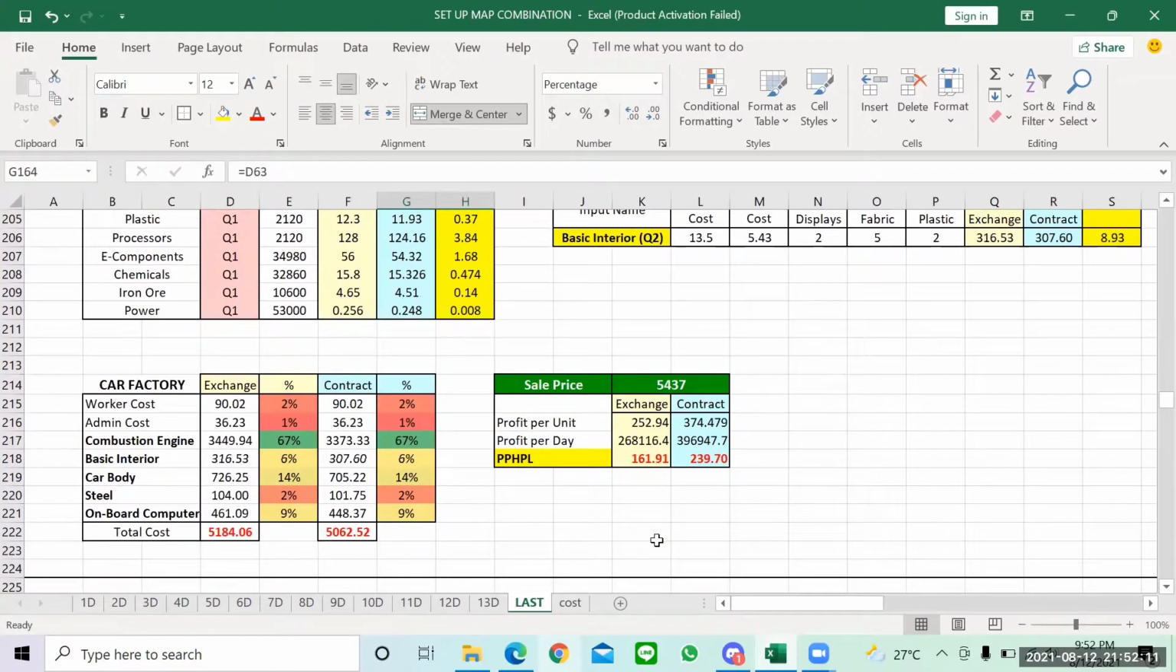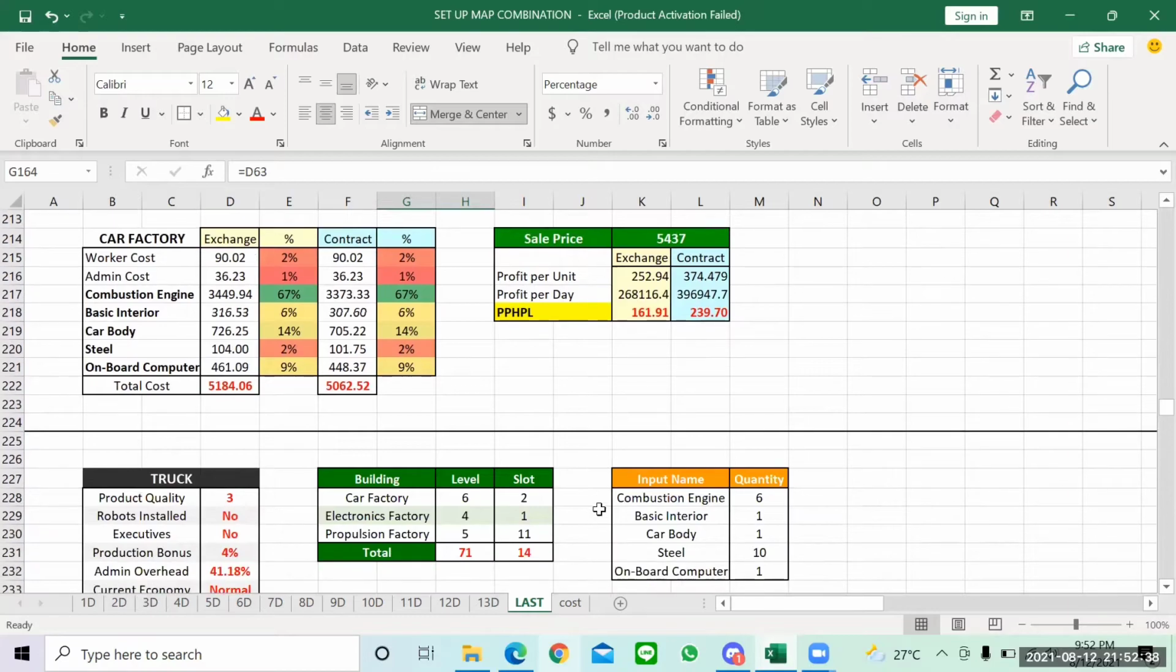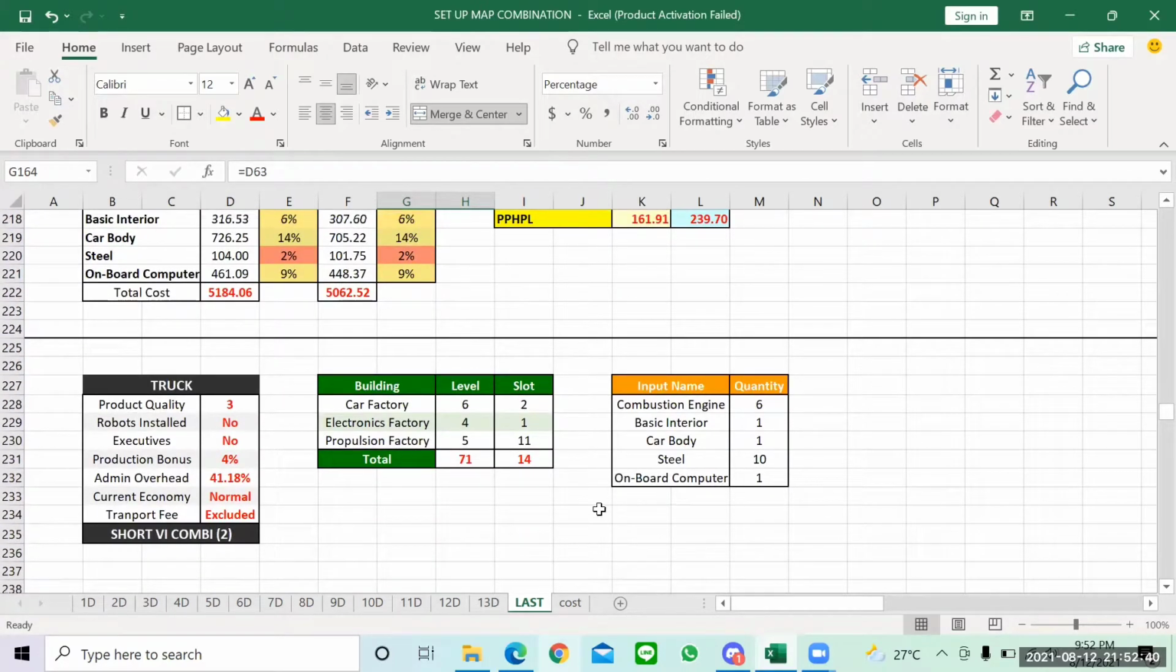And wow. The total cost is quite cheap. 5184 for the exchange, but contract is 5062. And the profit per hour per level is 161 till 239. Yes, it's very good.